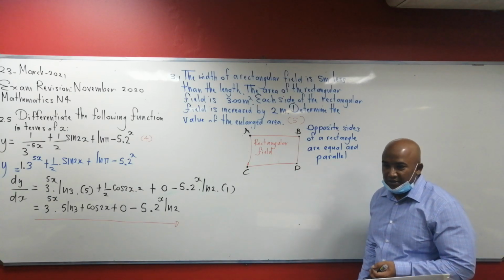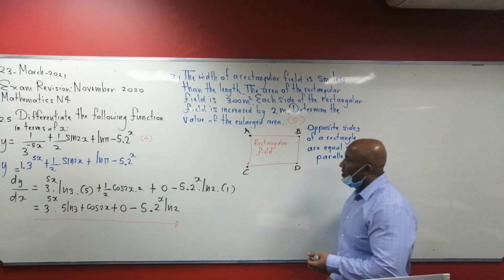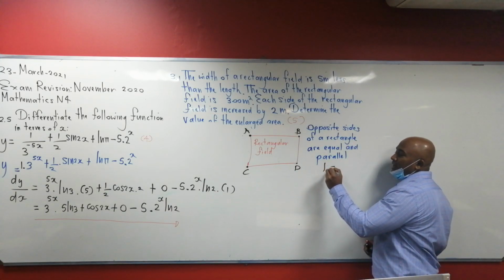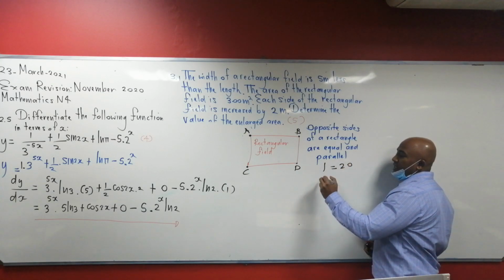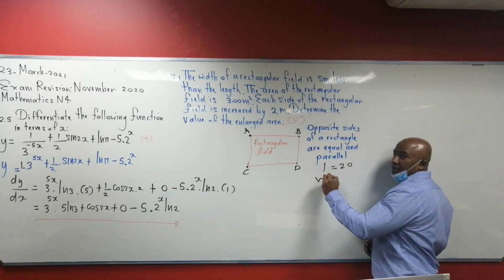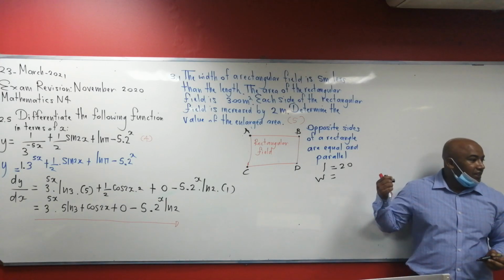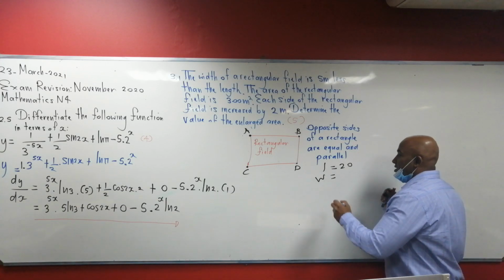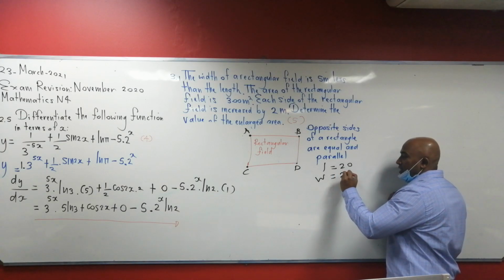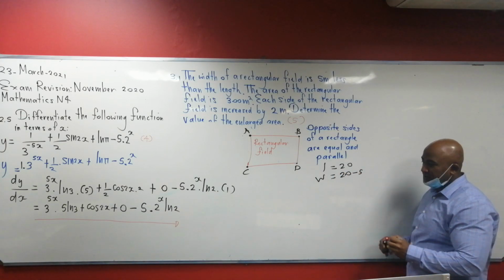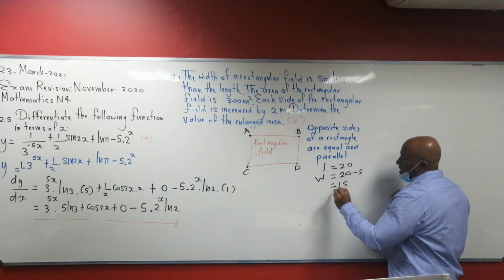So what does that mean? Okay, so it means if the length, let's take an example, if your length is 20, then the width is going to be 5 meters less than 20. That means it's going to be the length subtract 5. Are you okay with that? So that's going to be 15.